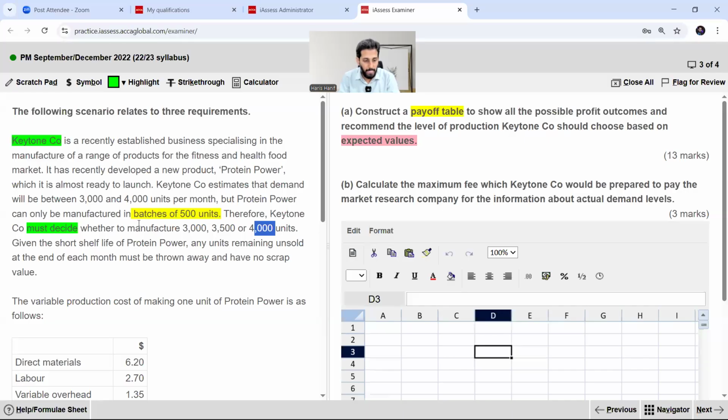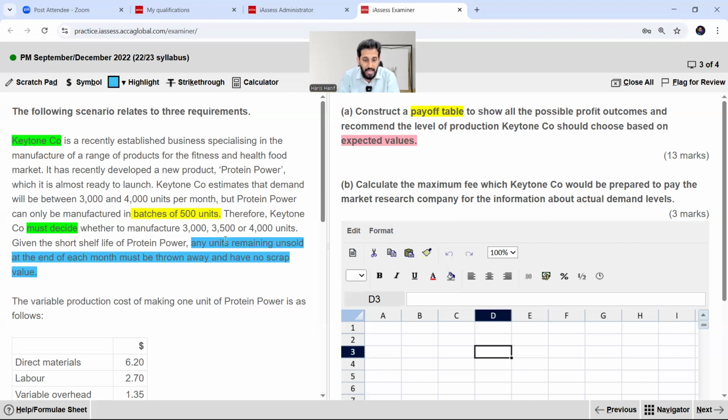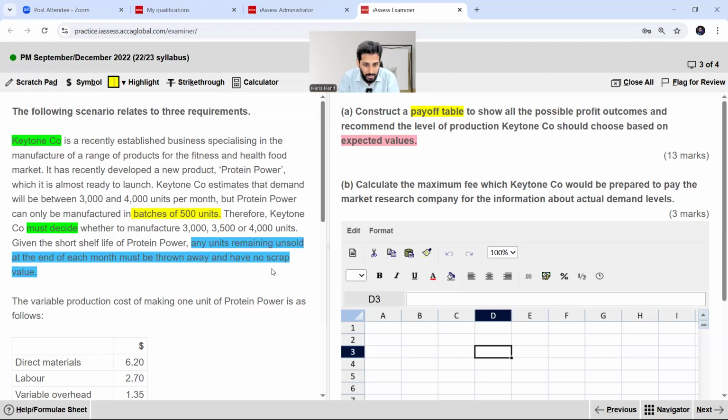Now let's move on. Given the short shelf life of Protein Power, any units remaining unsold at the end of each month must be thrown away. Please note that this is a very important highlighter point. Any units remaining unsold, wait, I should change the color so that it will be visible more clearly.